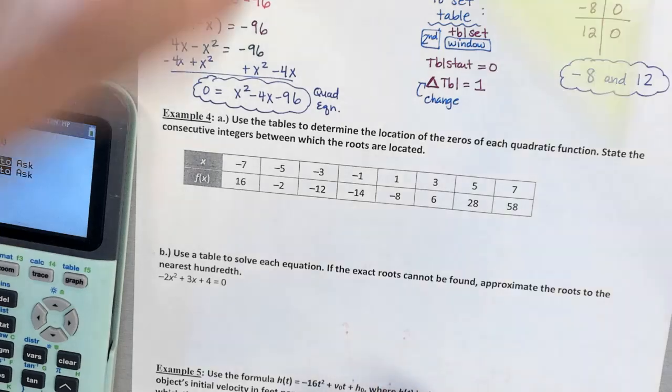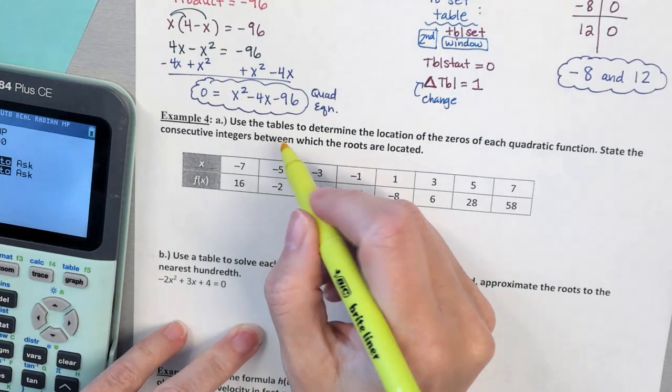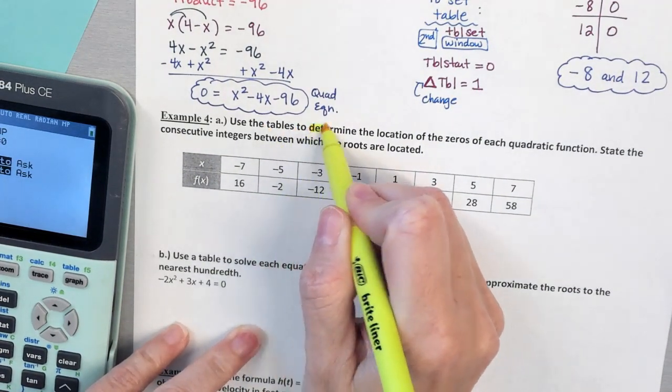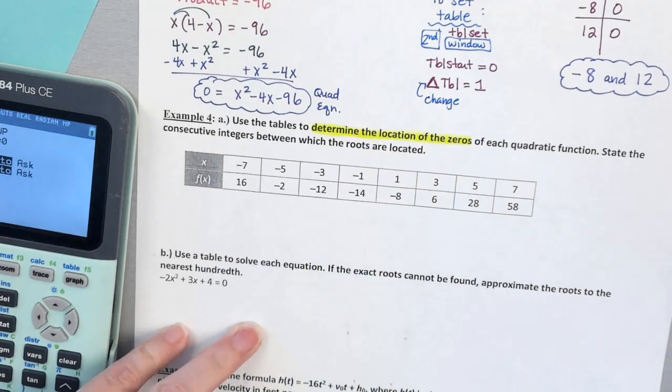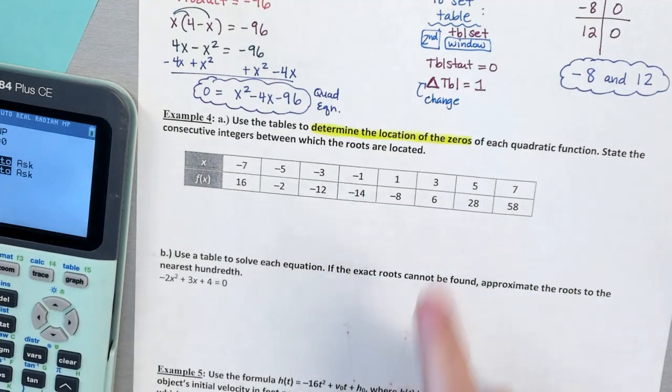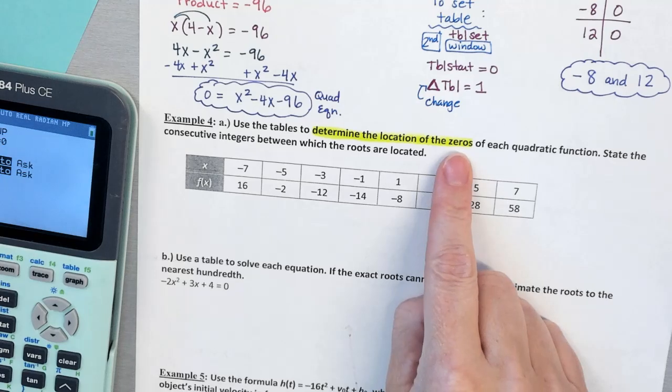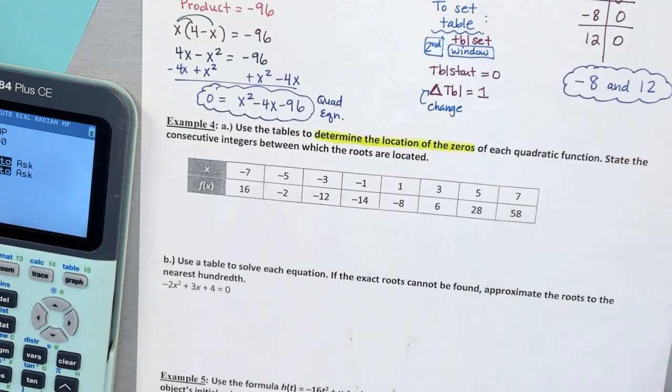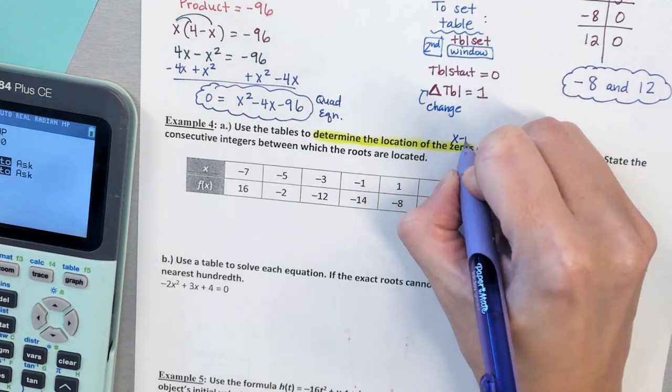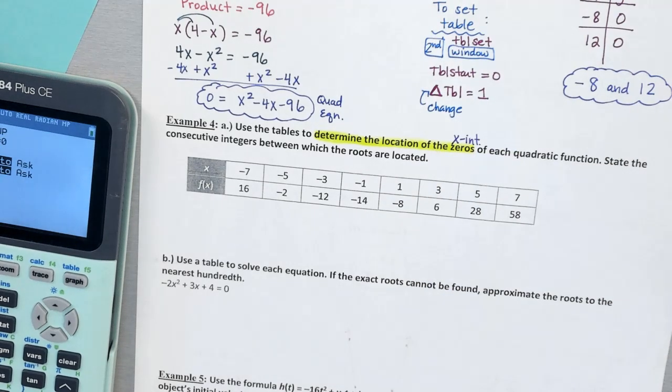It says use the table to determine the location of the zeros, okay, of each quadratic function. Remember when they say the word zeros, zeros just mean you're looking for what? Zeros are the same thing as the what? The intercepts, yep, your x-intercepts. Okay, so zeros are your x-intercepts.